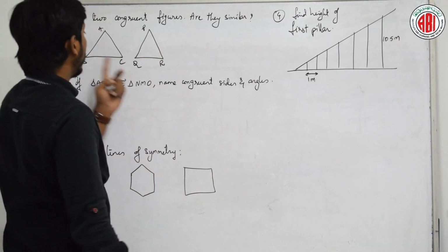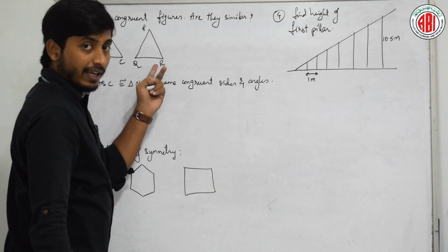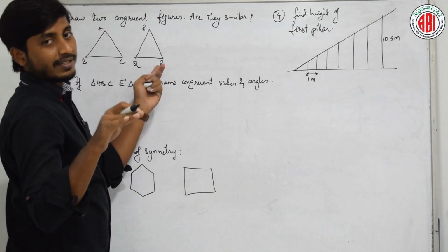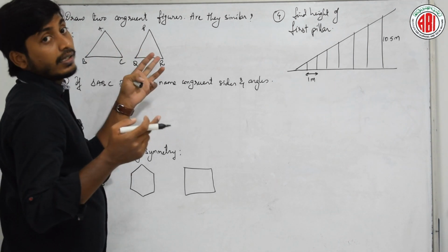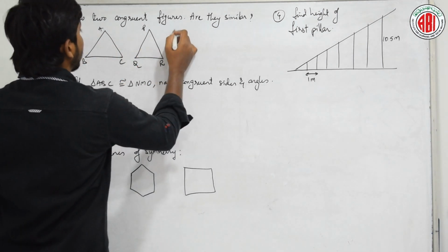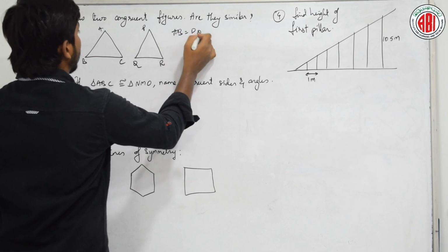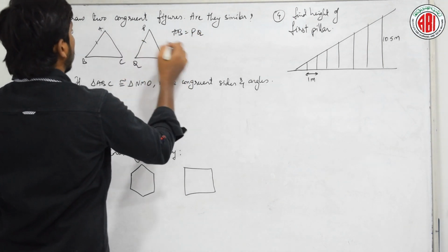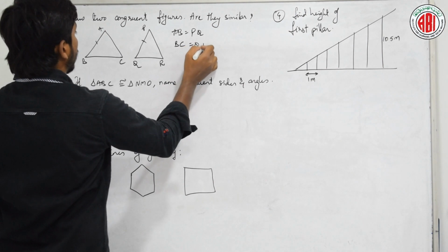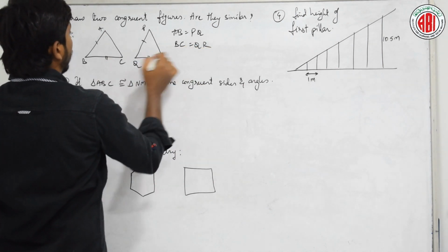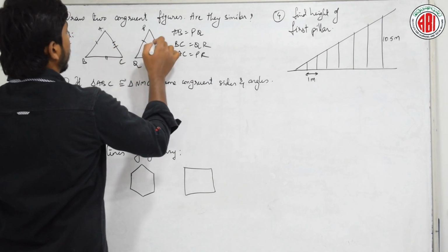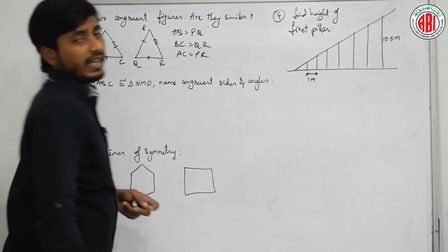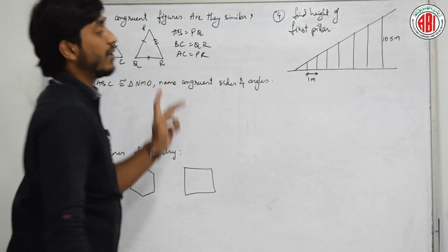What does this mean? Both are triangles, so the first condition is fixed: both have the same shape. Second, same size, which means AB is equal to PQ, and the next, BC is equal to QR, and the next, AC is equal to PR. Clear? And he is asking us to check whether they are similar or not.